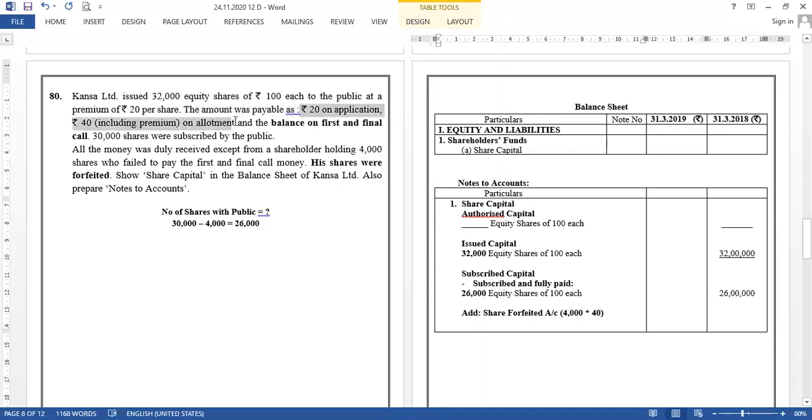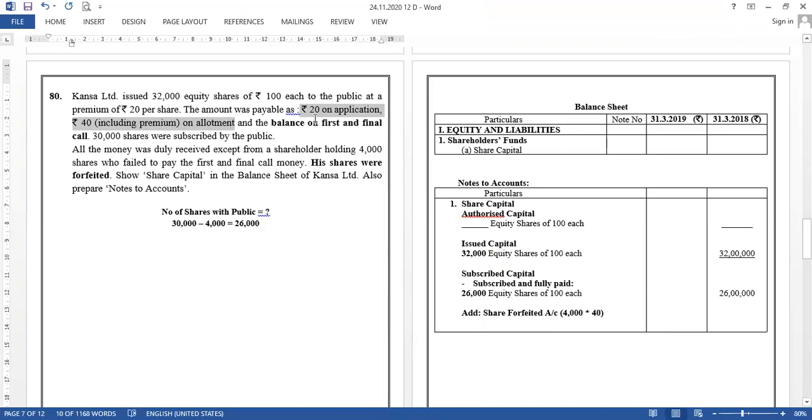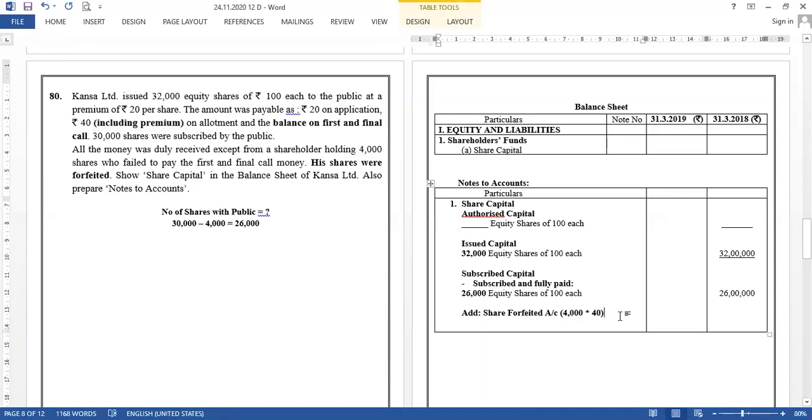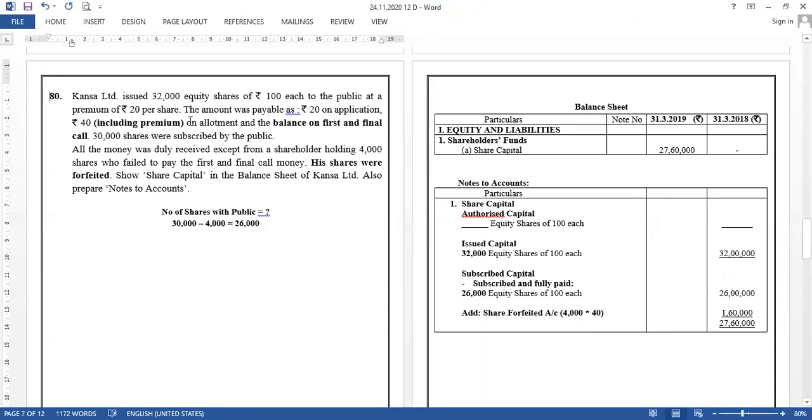You are missing one important concept. Sir, 60 ये सोच के बोला. Premium. Premium paid is ignored, right? Okay, so for 4,000 into 40, premium paid ignored, so remaining amount has to be mentioned over here. It will be 1,60,000. So the total is 26 lakhs plus 1,60,000. That will be 27,60,000, right? So let me write this amount over here, 27,60,000, and amount over here dash. That's all. Okay, so we are done with this sum as well.